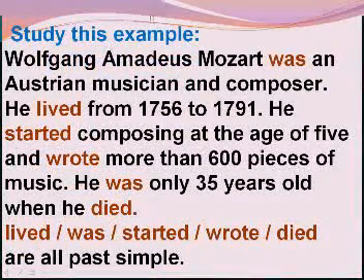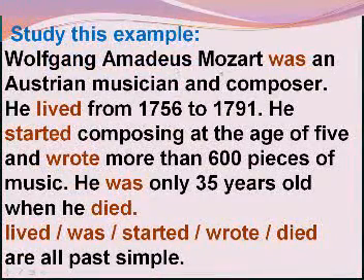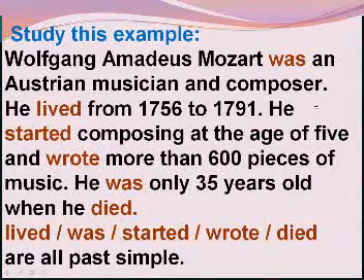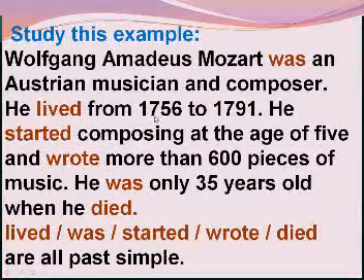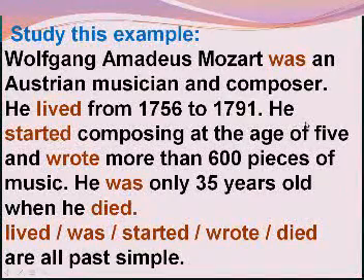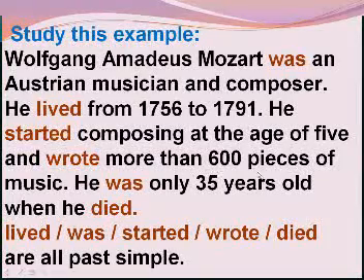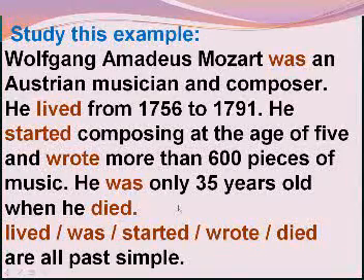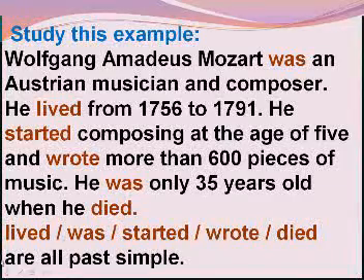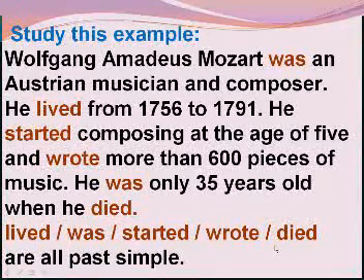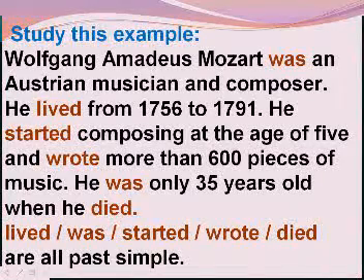Study this example. Wolfgang Amadeus Mozart was an Austrian musician and composer. He lived from 1756 to 1791. He started composing at the age of 5 and wrote more than 600 pieces of music. He was only 35 years old when he died. So lived, was, started, wrote, and died are all past simple.